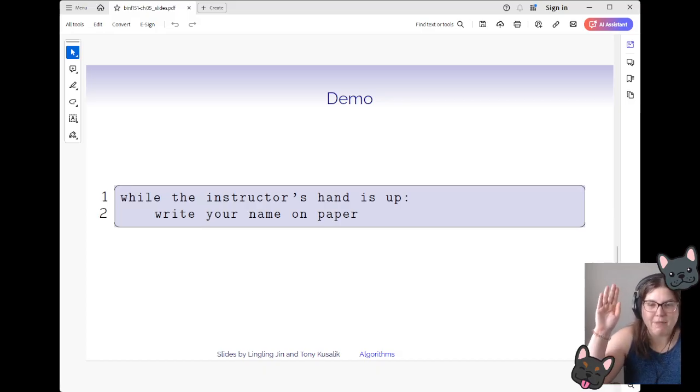All right, now my human computers, you need to be evaluating. Is the instructor's hand up? In this case, it is yes. So while you're seeing this, you need to be writing either your name on that piece of paper or in your notepad. So you'll say, write your name. Once you've written your name once, you need to look back to the video and see, is the instructor's hand still up? Yes, it is. So write your name again and again and again and again.